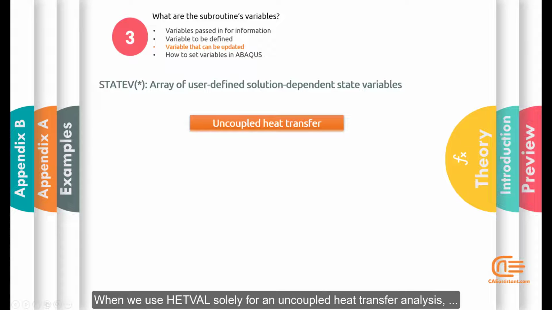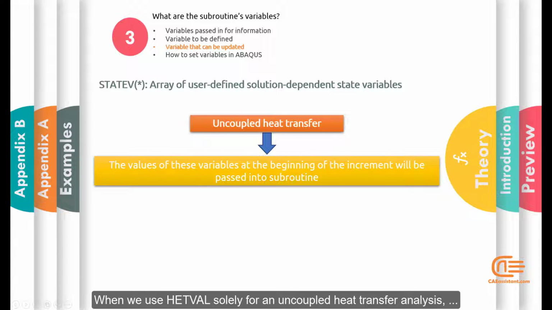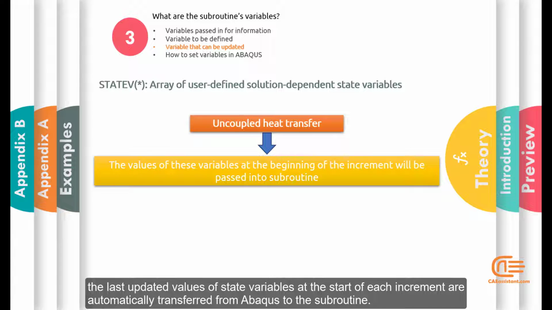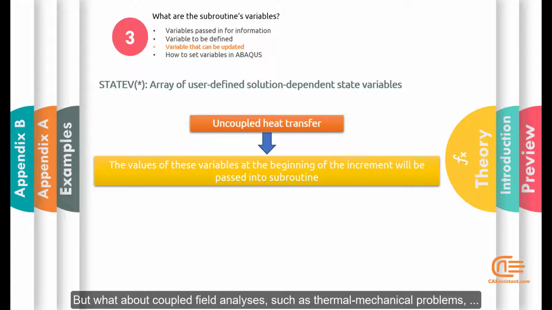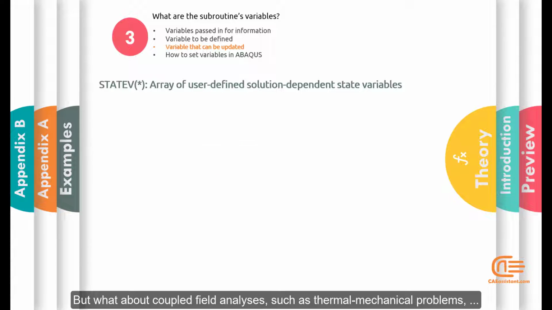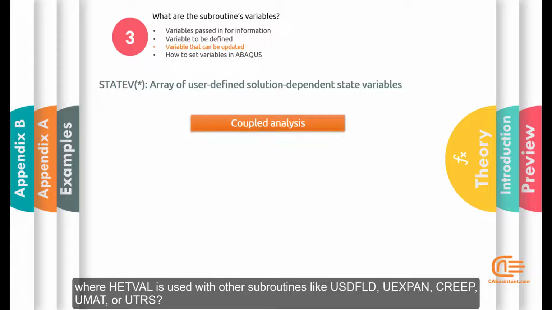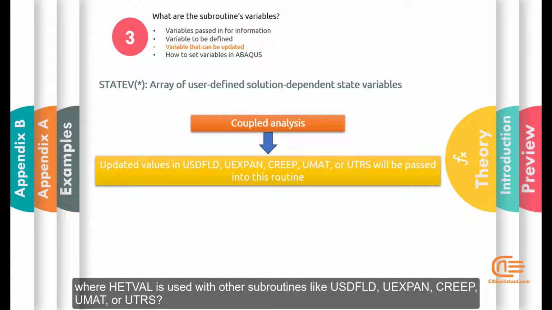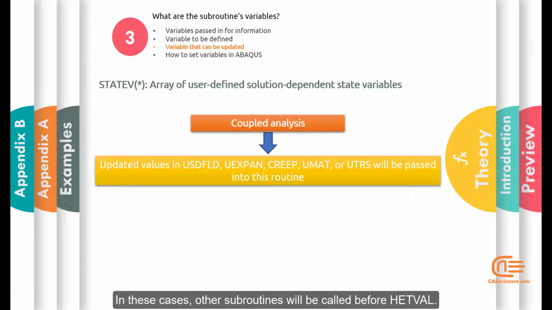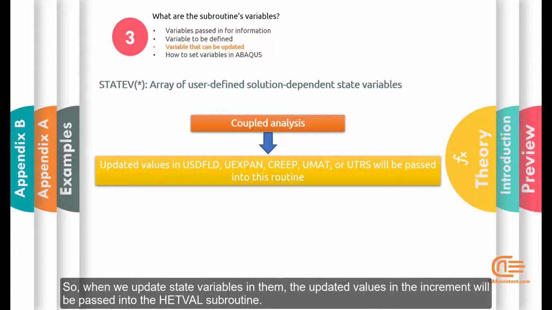When we use Hetval solely for an uncoupled heat transfer analysis, the last updated values of state variables at the start of each increment are automatically transferred from Abaqus to the subroutine. But what about coupled field analysis, such as thermal mechanical problems, where Hetval is used with other subroutines like USDFLD, UEXPAN, CRIB, UMAT, or UTRS? In these cases, our subroutines will be called before Hetval. So when we update state variables in them, the updated values in the increment will be passed into the Hetval subroutine.